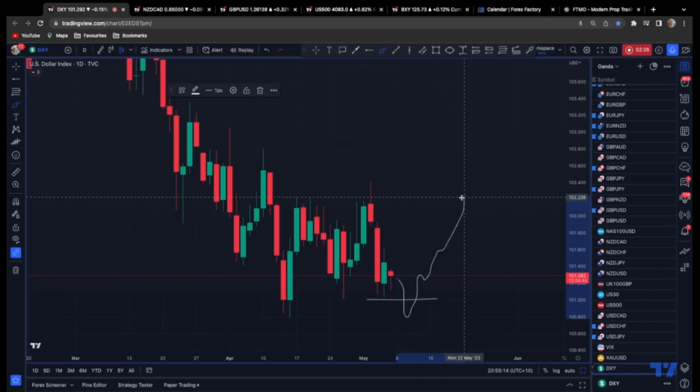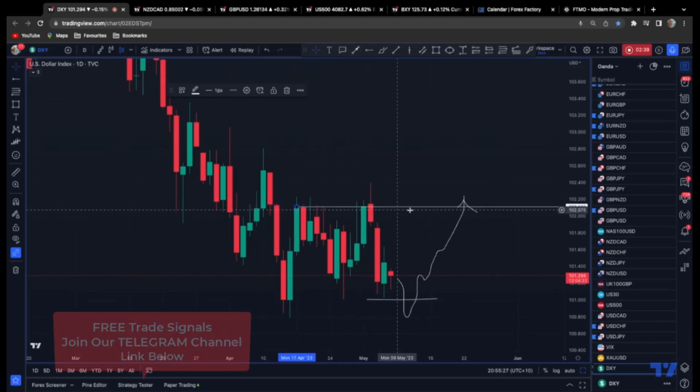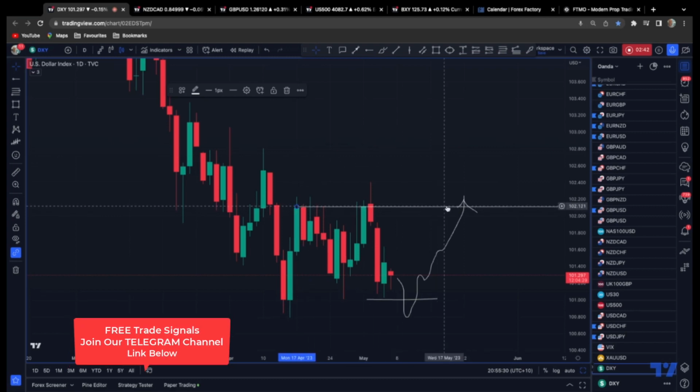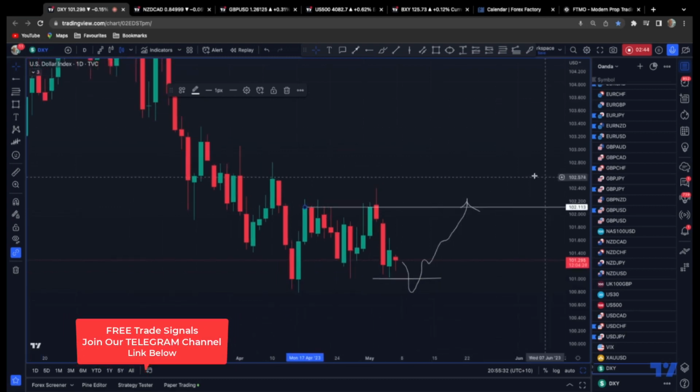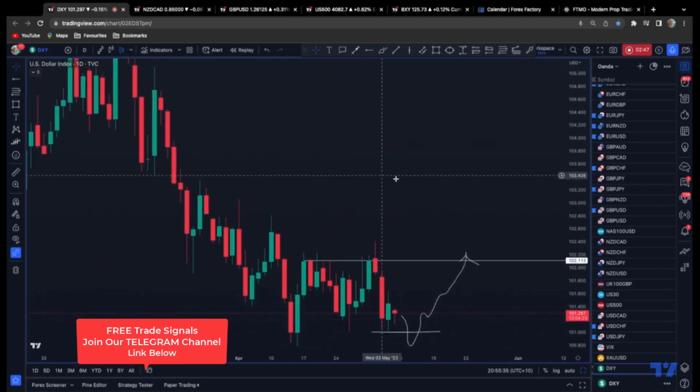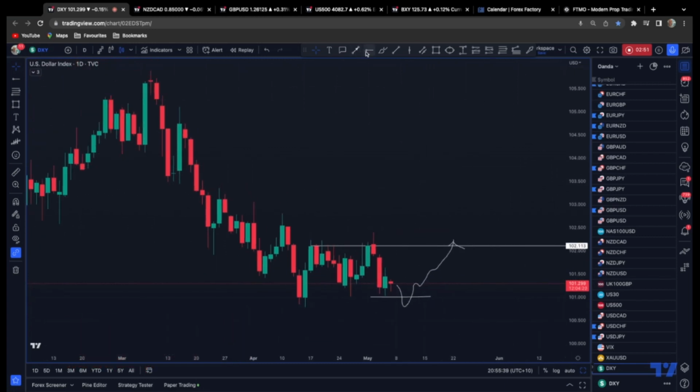My target will be, we've got these highs. This is the daily time frame. I'd be looking at eventually, something like that. Love to see these highs taken out and then continuation. So if the stock markets tank, I think we could expect a strong dollar, definitely.